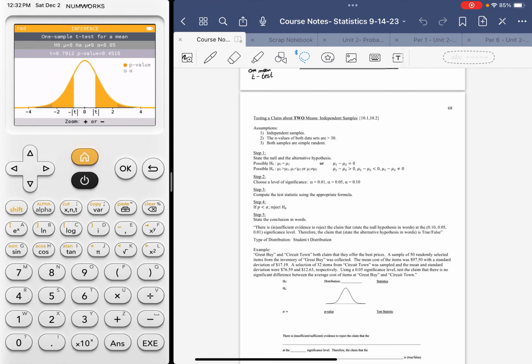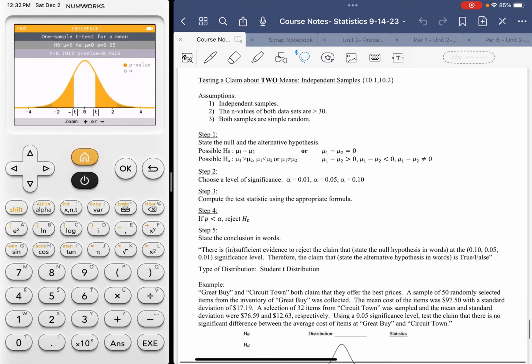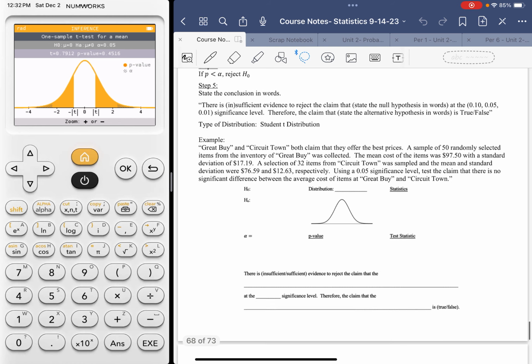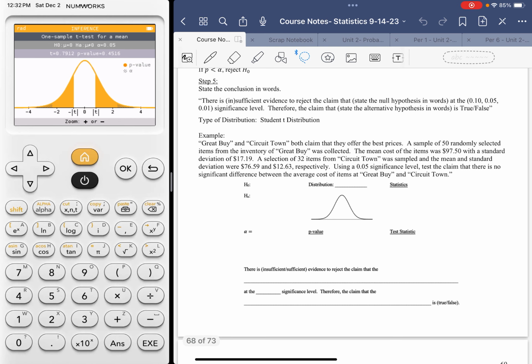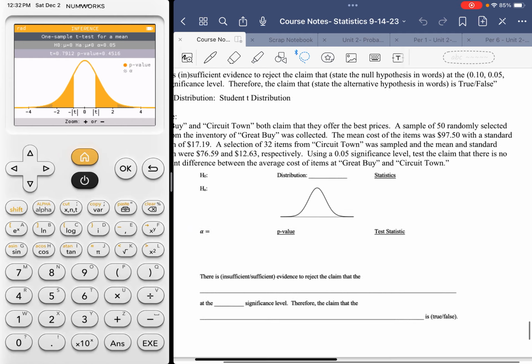All right, so looking at page 68, we're working with independent samples. This one's more straightforward than the previous one because there is functionality built into the calculator that handles this. So the example here, Great Buy and Circuit Town both claim that they offer the best prices.